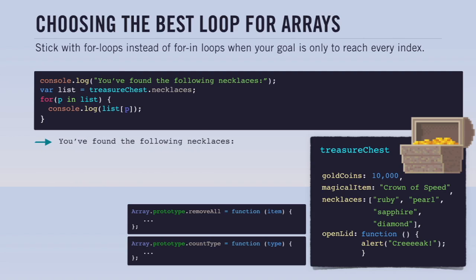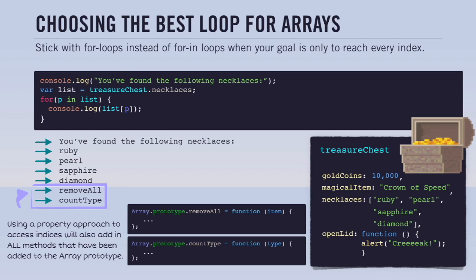If we were to now run this code, we would see the results of our console log: you found the following necklaces: ruby, pearl, sapphire, diamond, removeAll, countType. Well, I don't want the removeAll necklace, and I also don't want to wear a countType necklace. But the reason this is happening is because using a property approach to access indices is going to result in adding in all the methods that have been added to the array prototype. So if there's ever any additional methods on the array prototype, those are going to be included inside of your properties. Very strange if you only were concerned about the indices of your array, right?